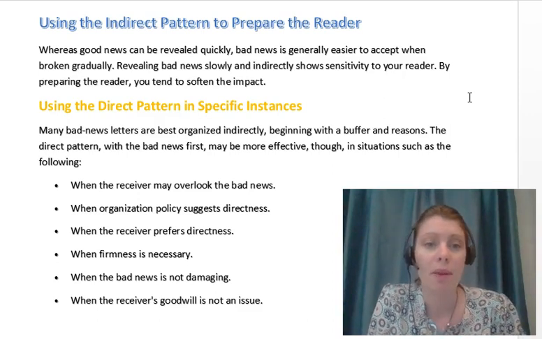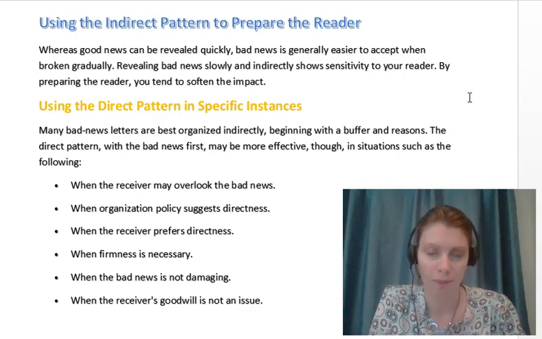Another time might be when the receiver prefers directness. A manager, for example, might prefer directness. Shorter messages enable the reader to get in the proper frame of mind immediately, and if you suspect that the reader prefers the facts be presented right away, then use the direct approach.